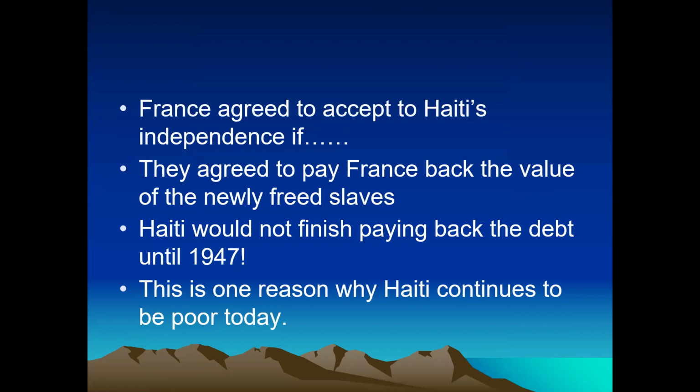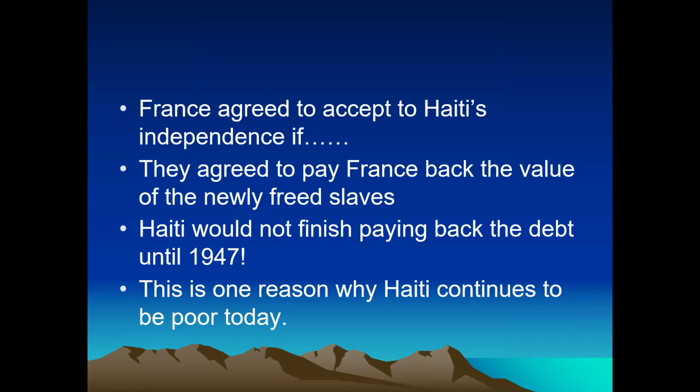But more evilly, France says you can have independence if you pay us back for all of the people we lost. So they had to pay France for the cost of the freed people in their country. And Haiti would not finish paying off this debt until after World War II. And when they're paying off this debt, they can't invest in the infrastructure to build their country up.